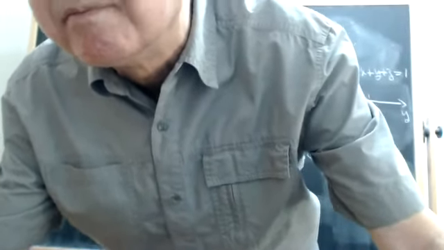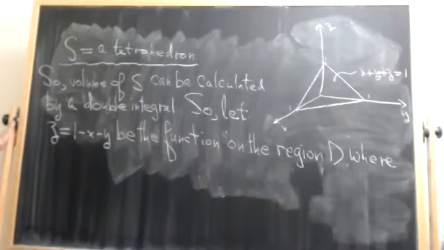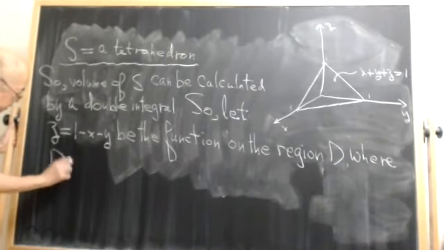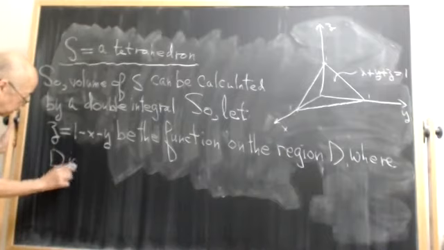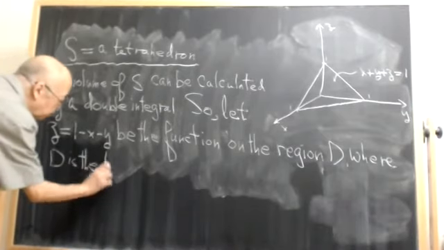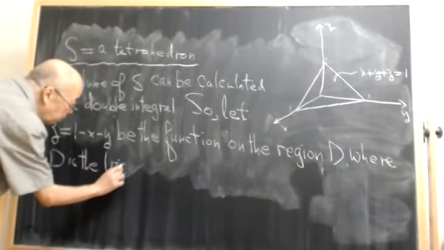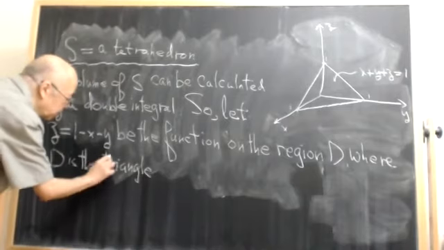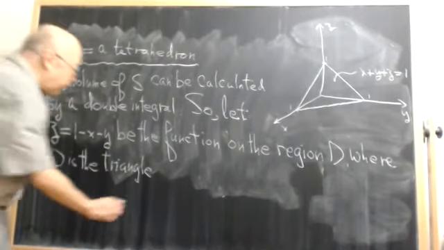So this D here is the triangle with the following vertices.